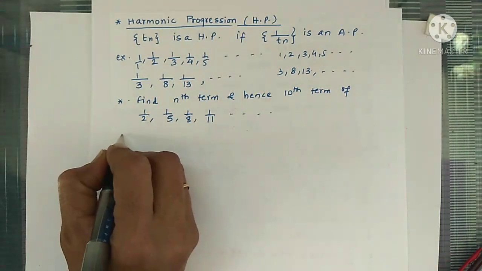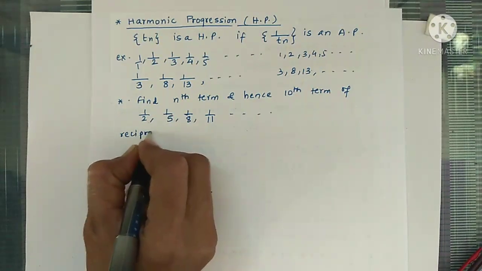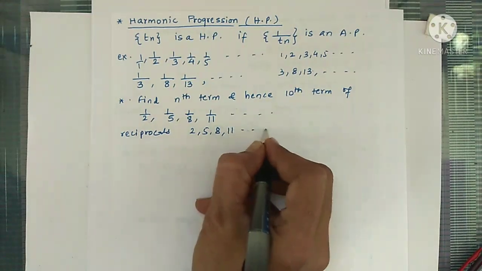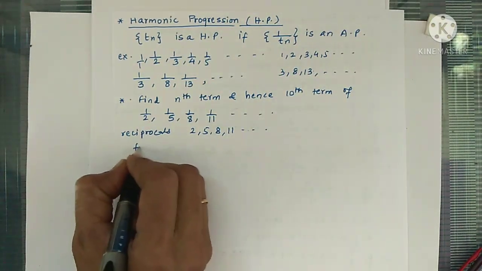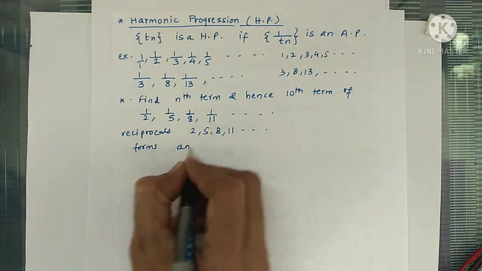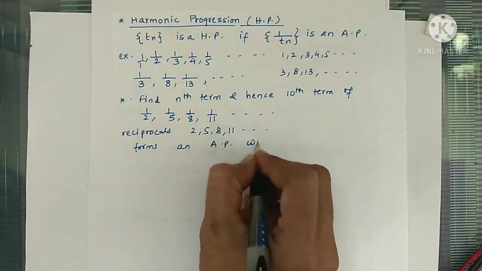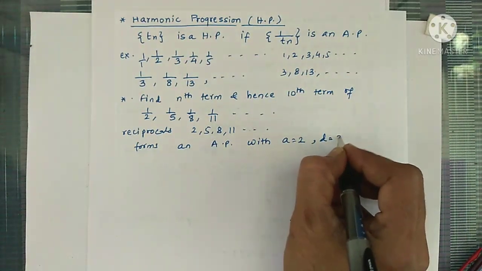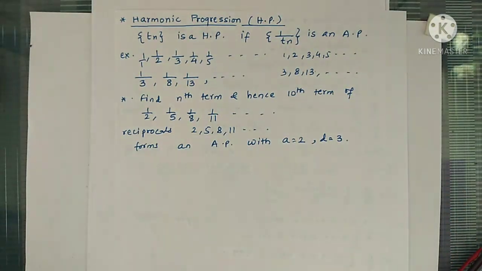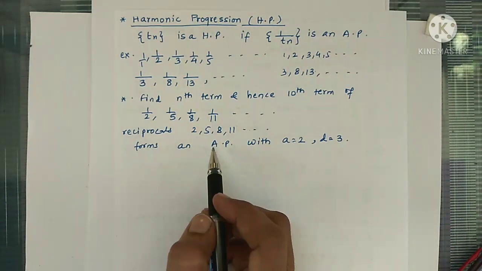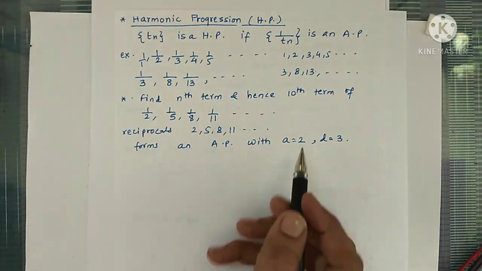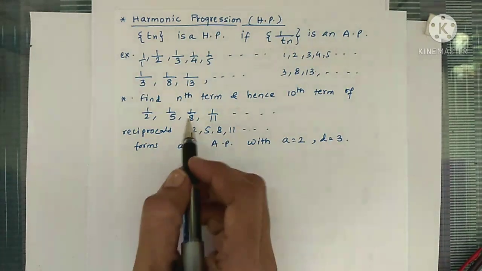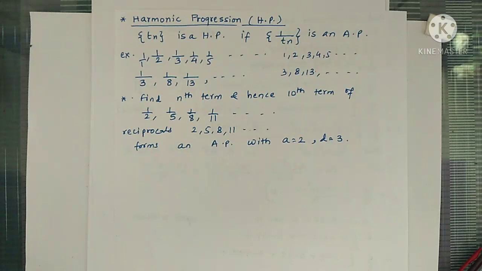So if we take the reciprocals, they are 2, 5, 8, 11 and so on. So this forms an AP with A equal to 2 and common difference D is 3. So the reciprocal of this AP forms an HP. To find the nth term, we have to find the nth term of this AP and write the reciprocal for the nth term of this HP.